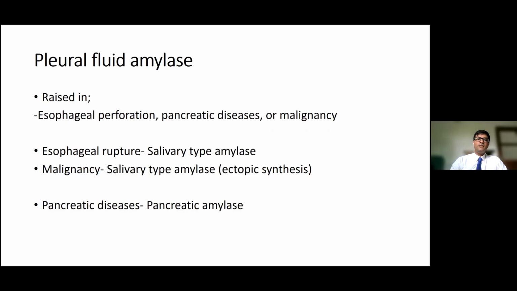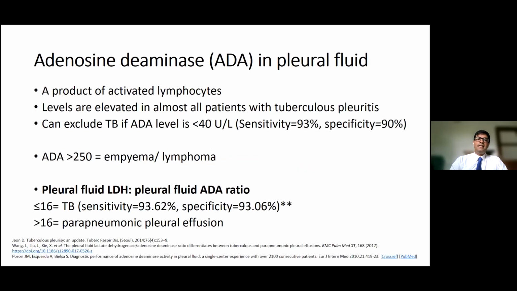Pleural fluid amylase is raised in esophageal perforation, pancreatic diseases, or malignancies. In esophageal rupture or malignancy, the salivary type amylase would be raised, while in pancreatic diseases, the pancreatic isotype of amylase is raised. Adenosine deaminase or ADA is a product of activated lymphocytes. The levels are elevated in almost all patients with TB pleuritis, and if the level is less than 40, it can exclude TB in pleural effusion with a sensitivity and specificity of 90%.